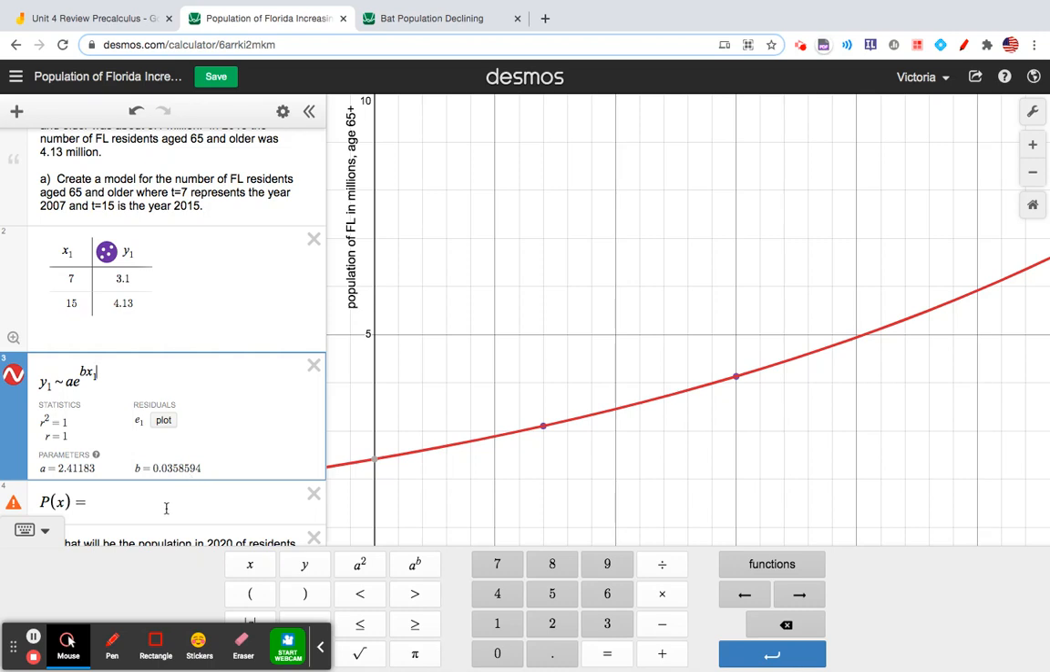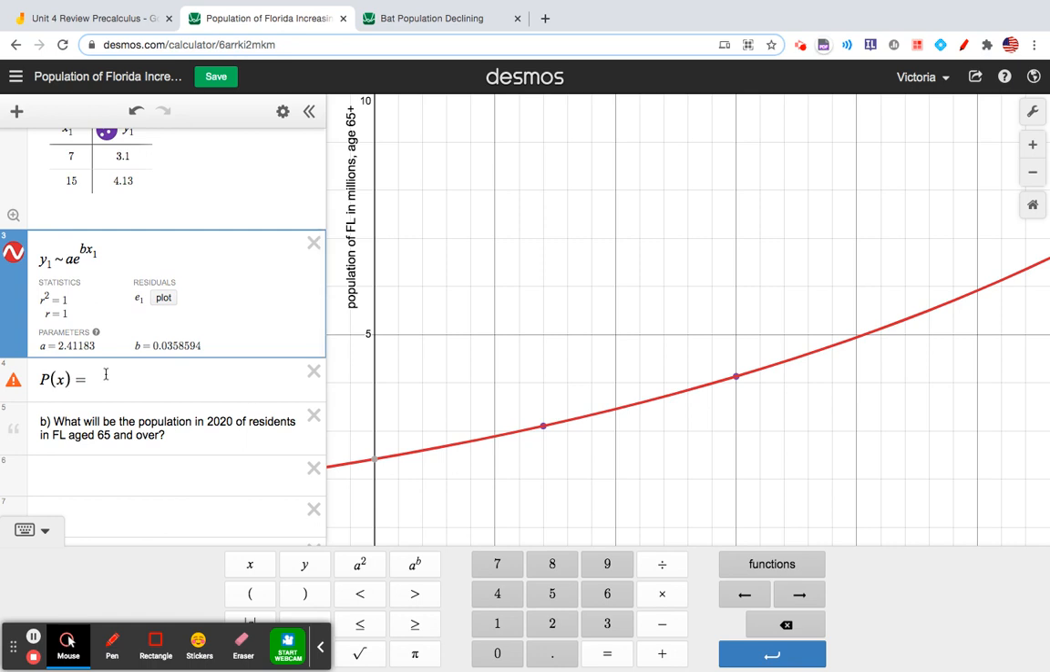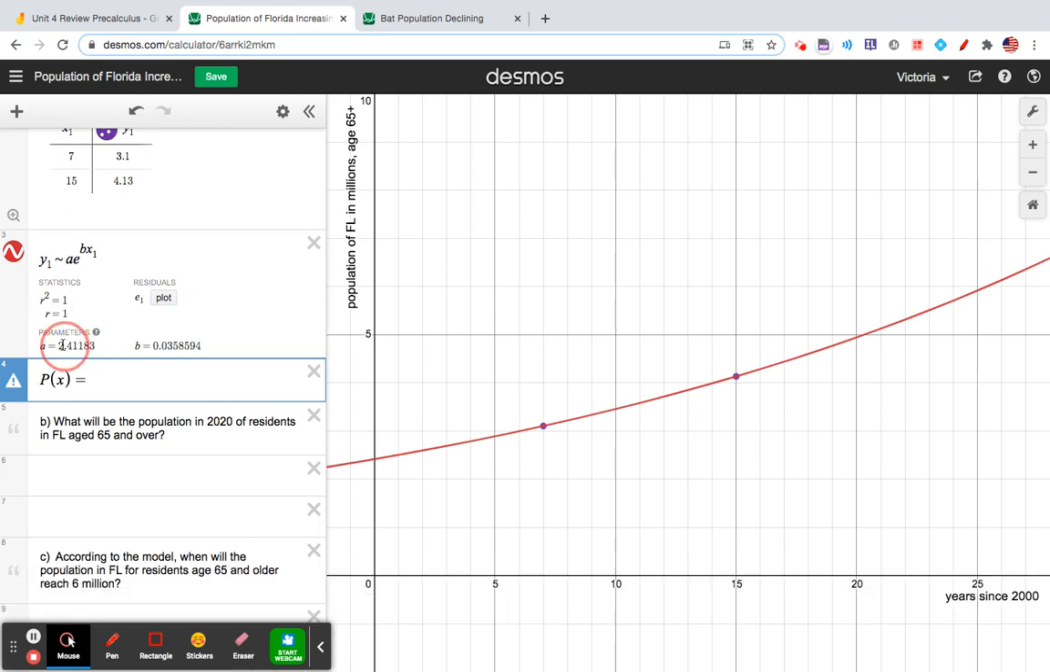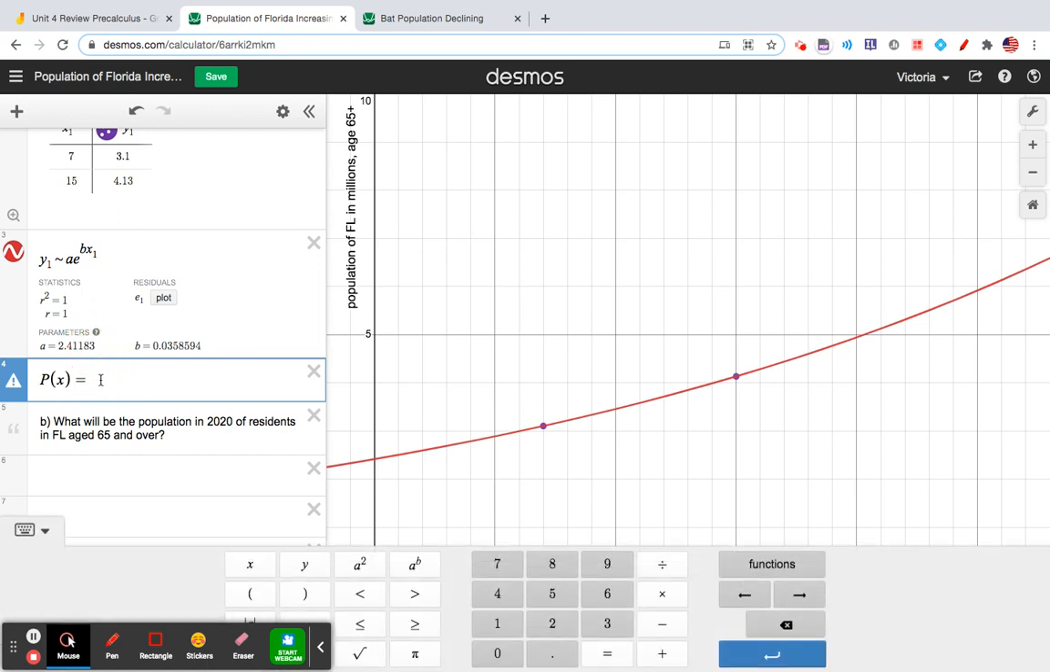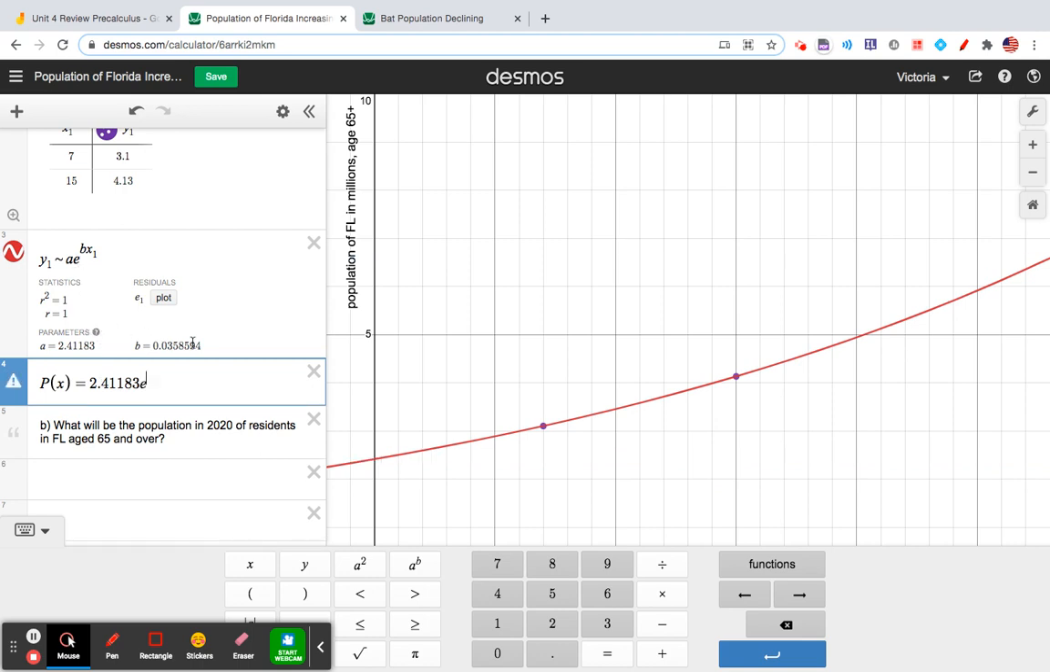Because I need to be solving problems involving a function, I want to write this equation using P of x. So my A is 2.41183. I don't believe I can copy and paste that note. You've got to just type it down. 2.41183. Then I want e raised to the power of, here's my B, 0.0358594x.